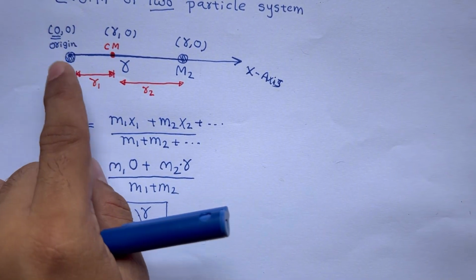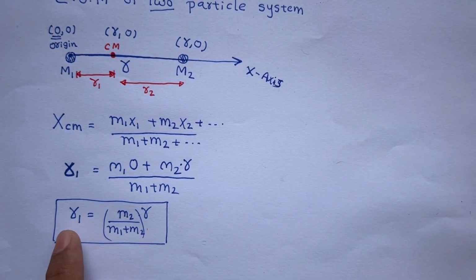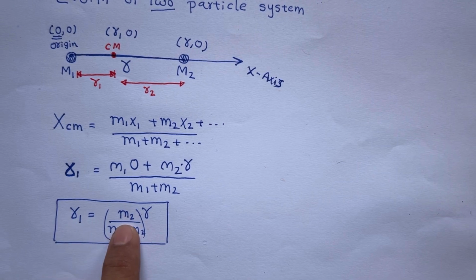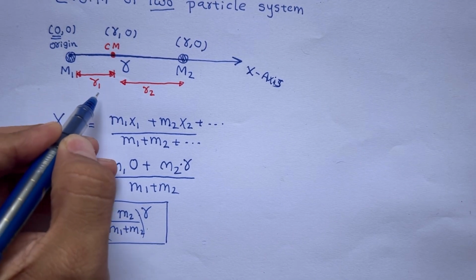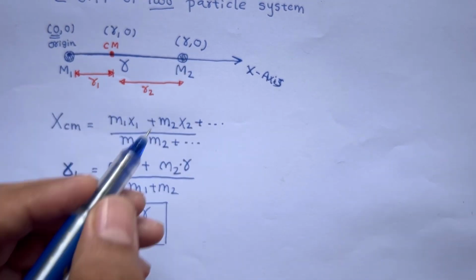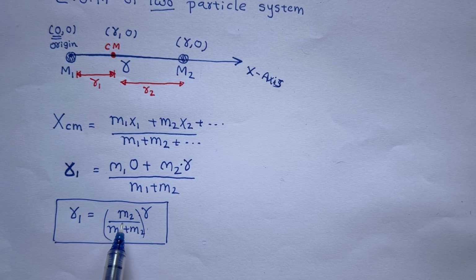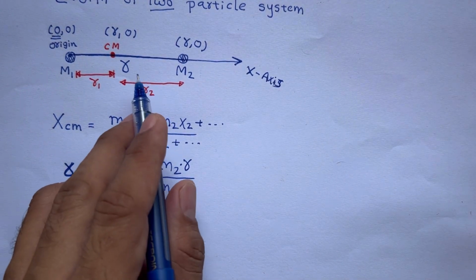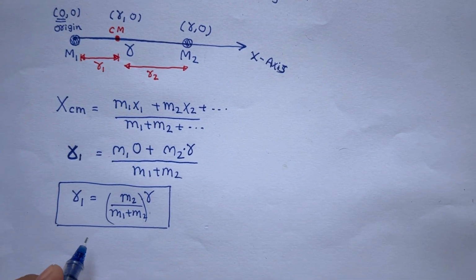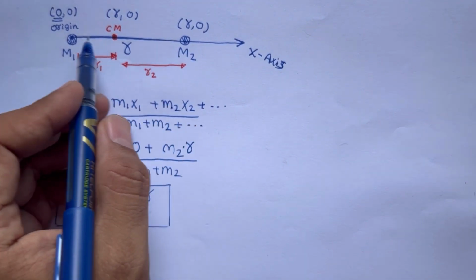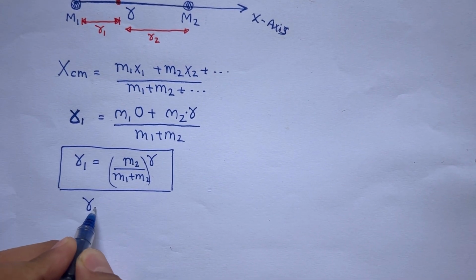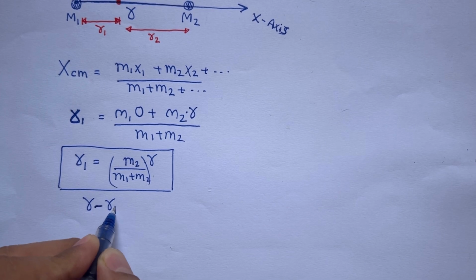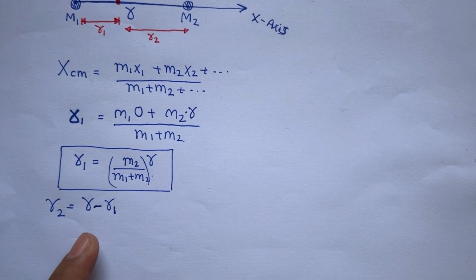first particle, from M1. But in the formula of R1, see, M2 is appearing in the numerator. It means the opposite particle is appearing. So in the formula of R1, it's M2 divided by the total mass M1 plus M2, into the total distance, small r, coming here. Now from the total distance R, if you subtract R1, you get R2, right? This you can understand.